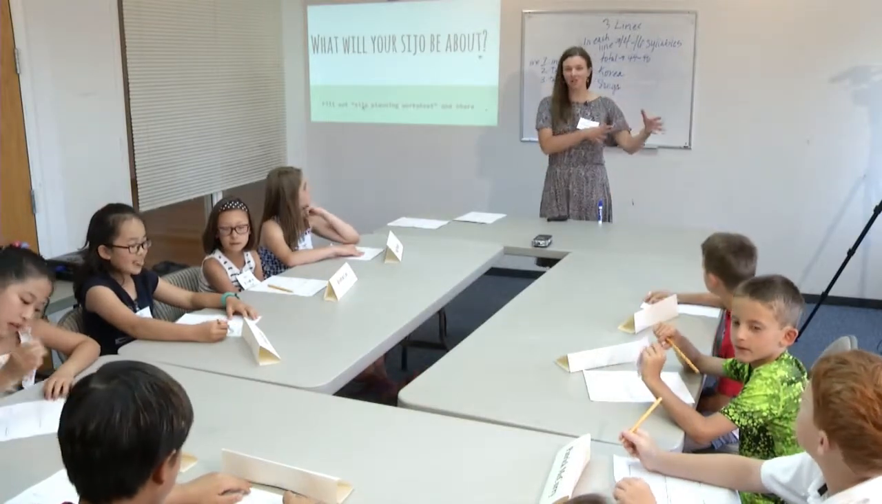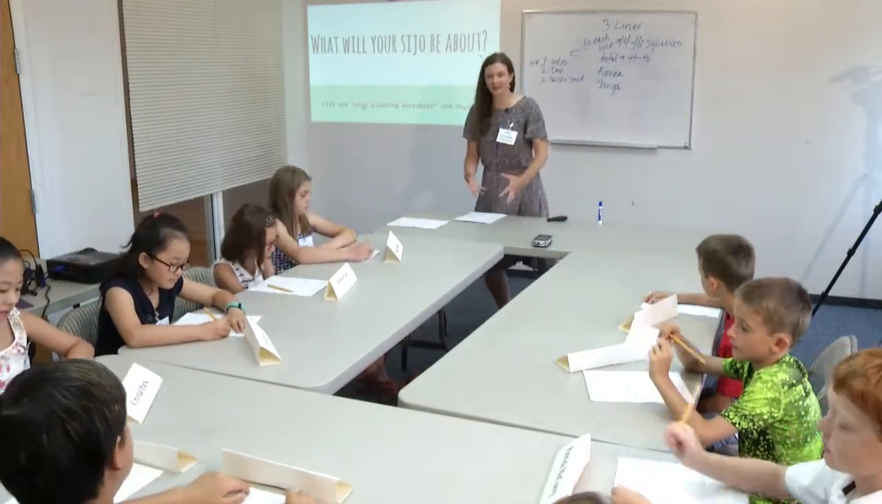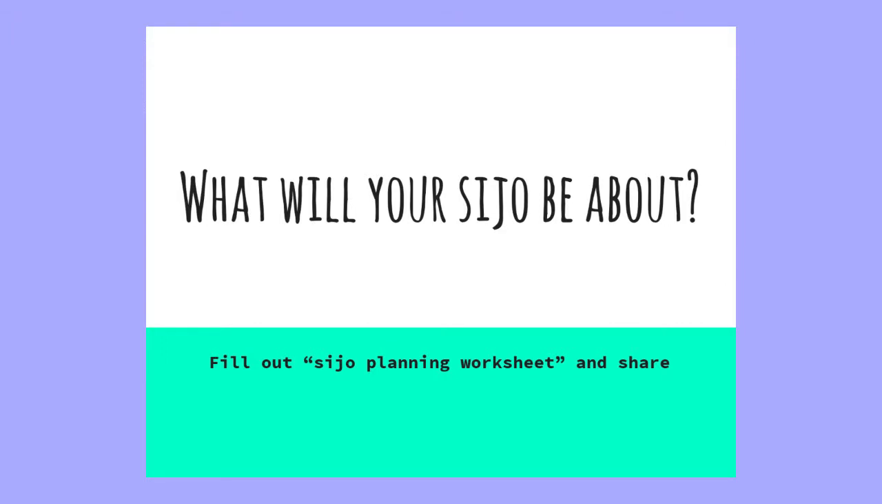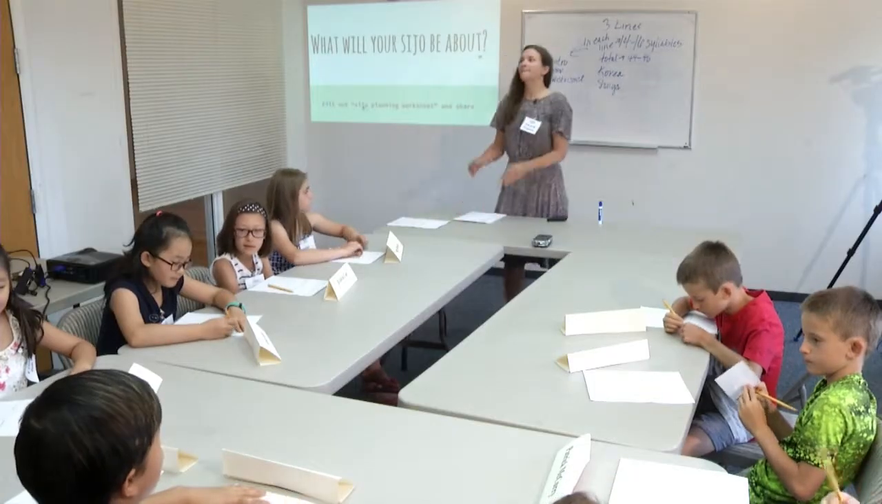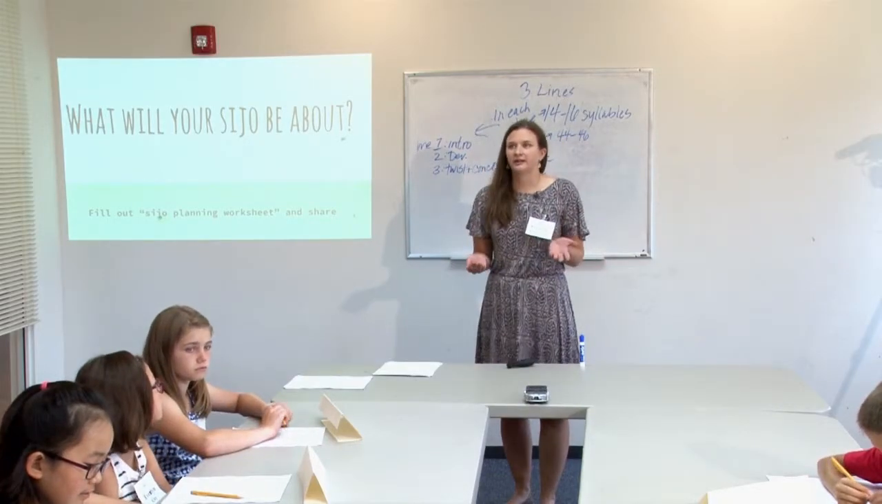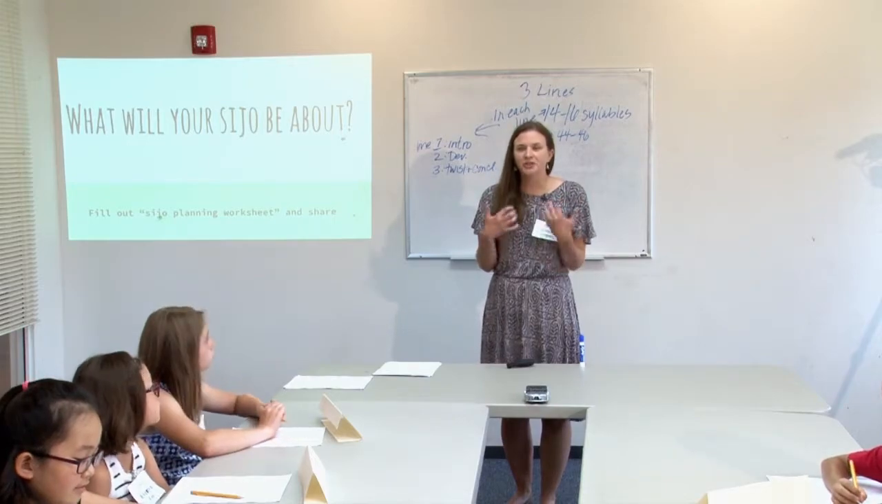So we know what Sijo is about, right? We've read some examples, we understand the parts. Now you're going to think about what story you want to tell in your Sijo. Yeah, Juno. What if you can't think of anything? My recommendation, if you can't think of anything, is to think about something that's happened to you, right?